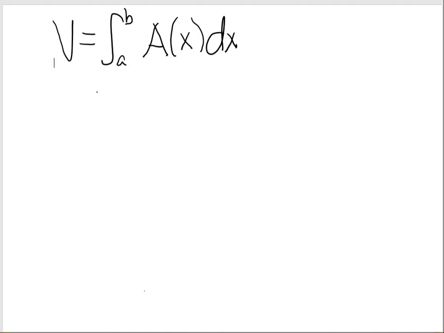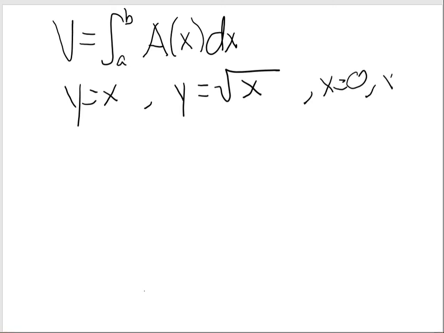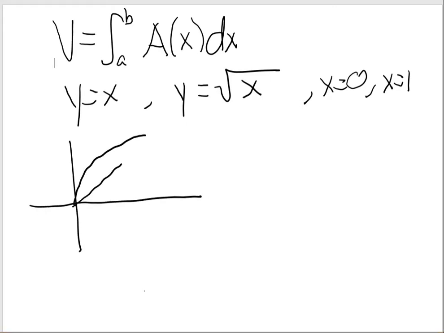So what about, in section 6.1, we would have situations like this, where, well, let's look at y equals x, y equals square root of x. This intersects at x equals 0 and x equals 1. And if we want to find the area bounded, we get this thing. What about if we wanted to revolve this around the x-axis?